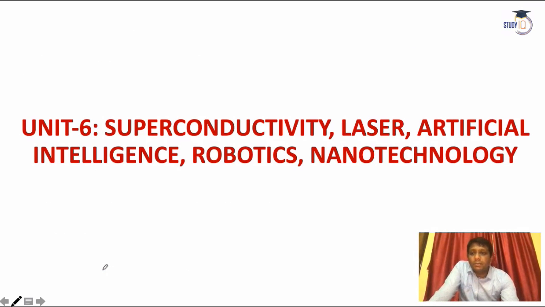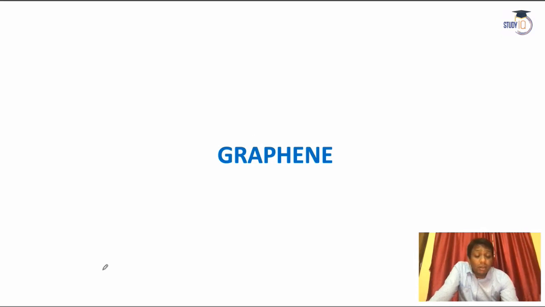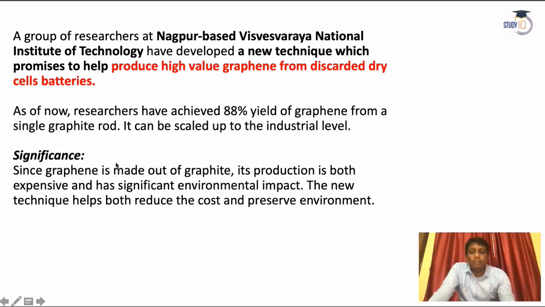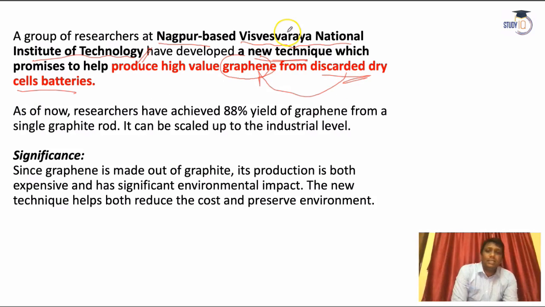So now the next chapter, that is superconductivity, laser, artificial intelligence, robots, and technology based current affair issues. But there is one topic, sorry, it's graphene. Graphene based questions came even in UPSC 2012. What about the recent news of the graphene? That is, guys, researchers of the Nagpur-based Visvesvaraya National Institute of Technology have developed a new technique. With that technique, they can develop graphene with the help of a discarded dry cell battery.